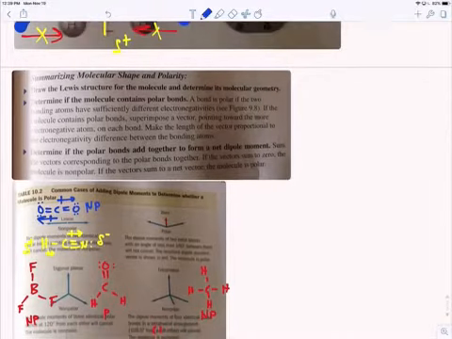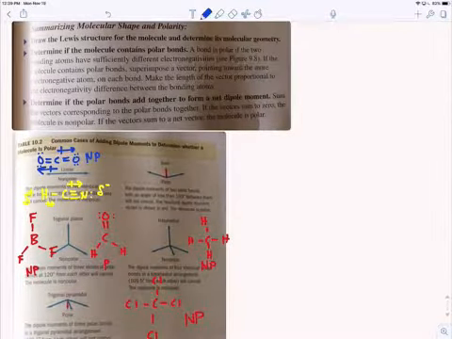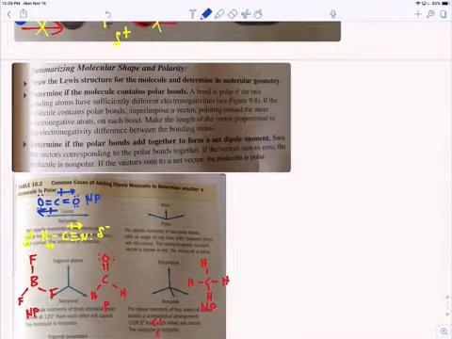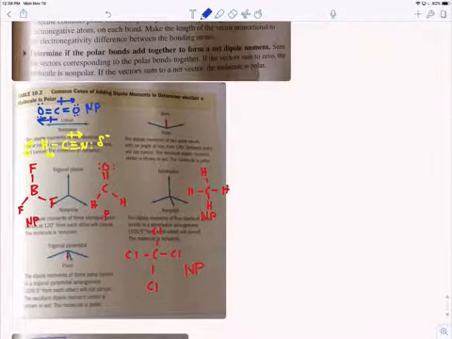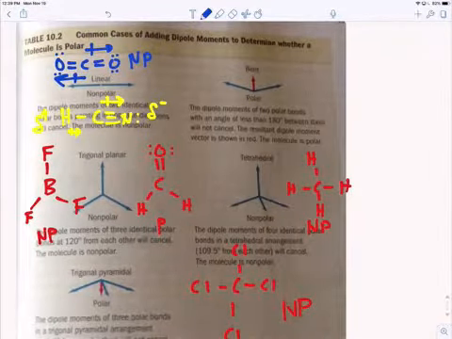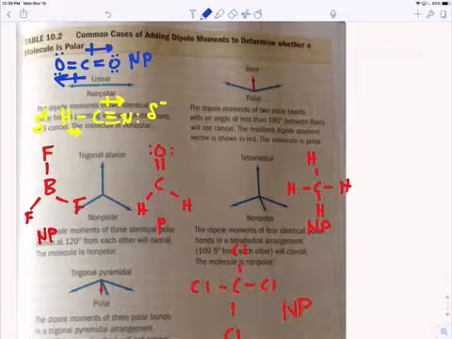So how do we do polarity? Draw the Lewis structure, determine if there's polar bonds, and then look to see if there is a net dipole moment. So let me summarize that for you. I'll make it easy. All bent molecules are polar. All pyramids, polar. It doesn't matter what it is. Ozone, we just learned, is a bent molecule. That's polar, even though it's all oxygen. All bent molecules are polar.